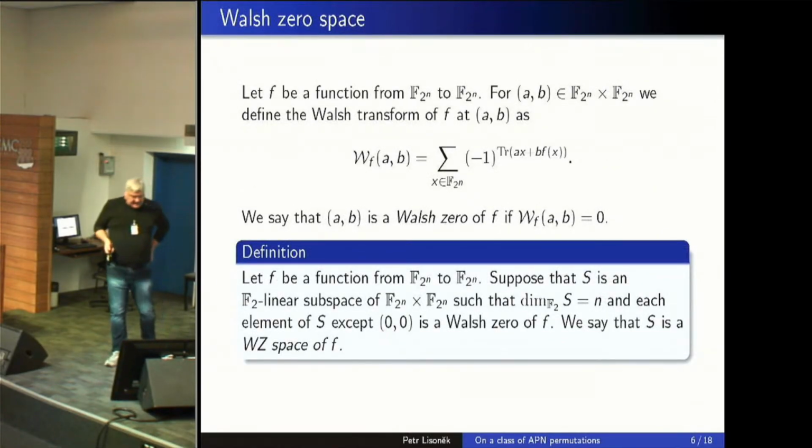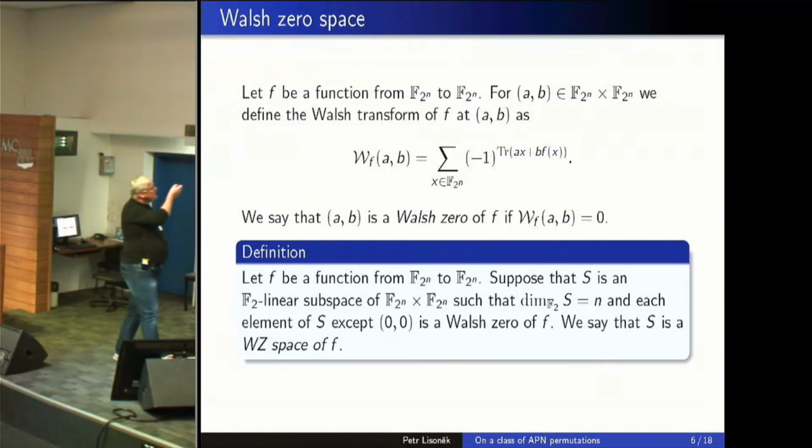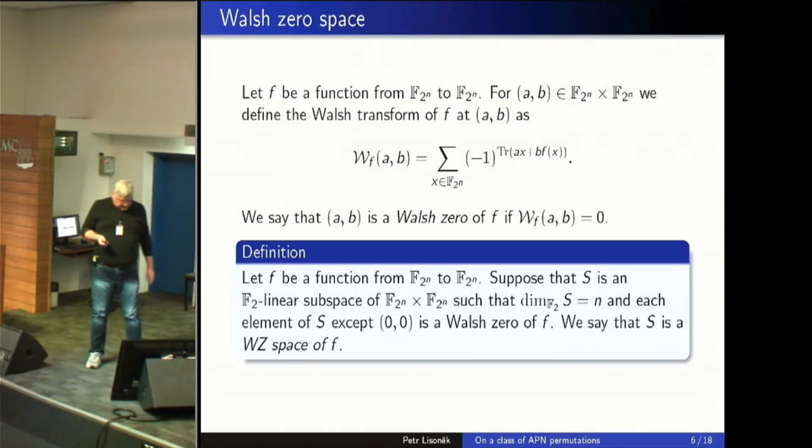So for the formalization, we need to define the Walsh coefficients that were in Seham's talk. We say that a pair A, B is Walsh zero. And if this vector space is n-dimensional, then we call it a Walsh zero space, or WZ space, of that function f. So these WZ spaces will be very important.